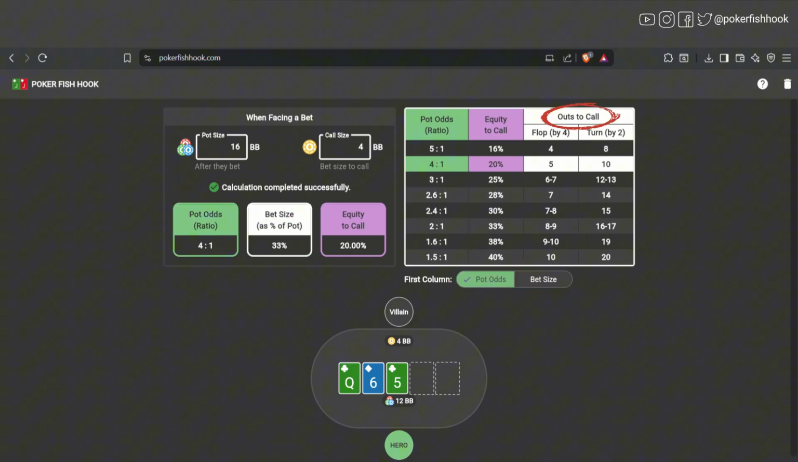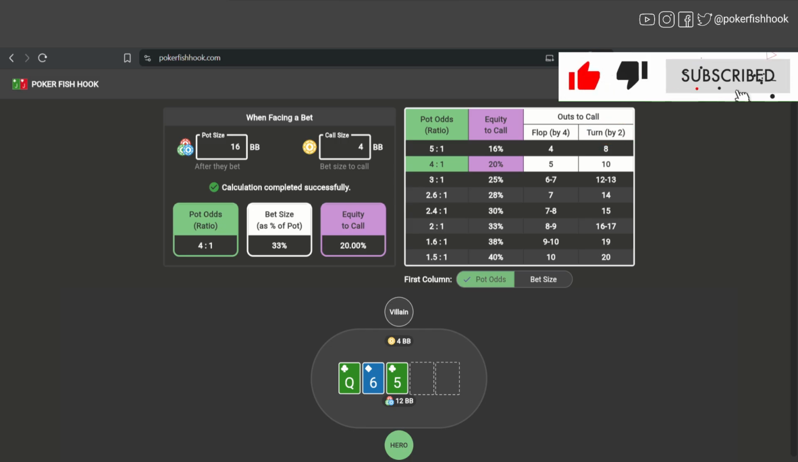The third column shows the outs we must have to obtain the equity to call the bet. The first subcolumn shows the outs count for the flop. We can see that for the turn we will need double the outs, because we multiply them by 2 instead of 4.